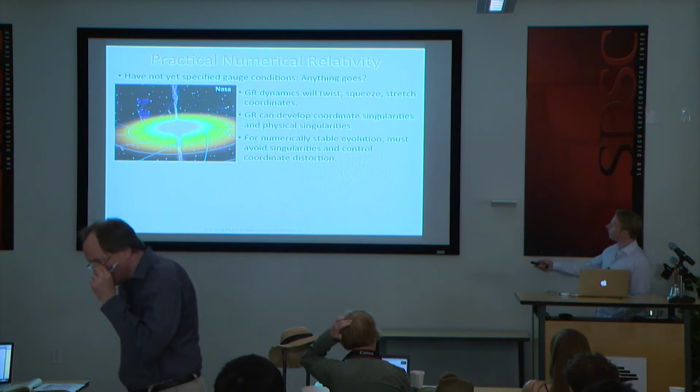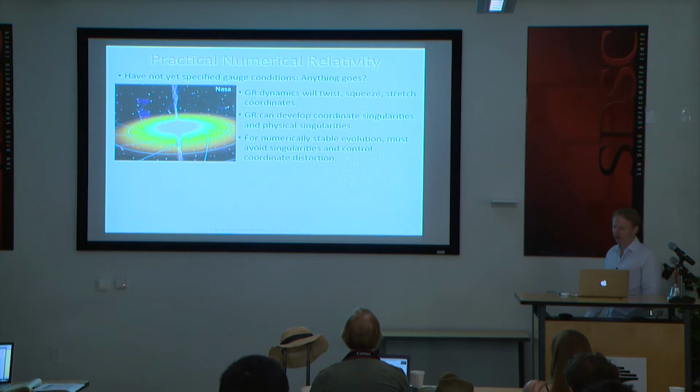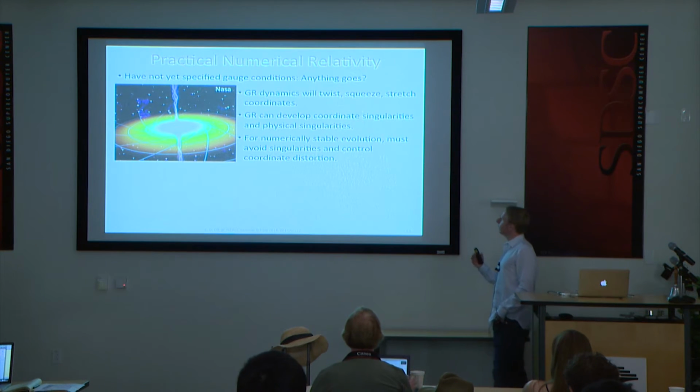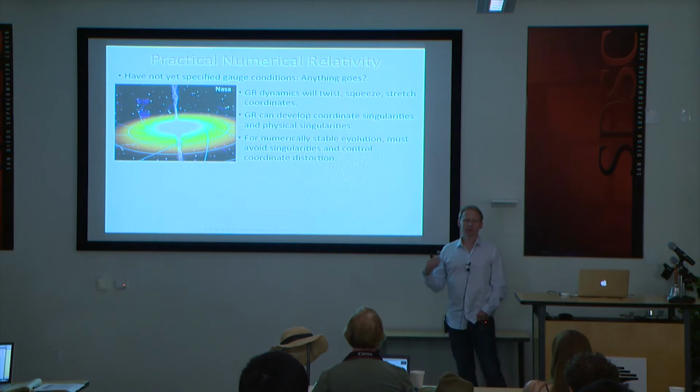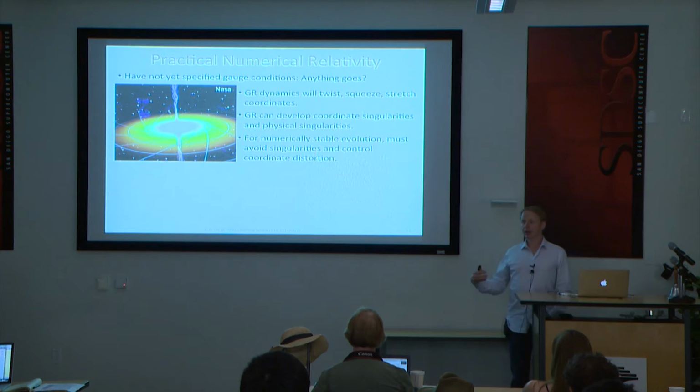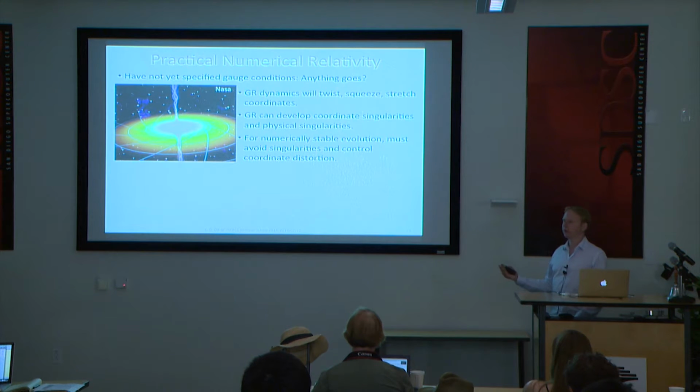And what GR dynamics will do, and here you see some kind of black hole with a jet or something is twisting spacetime. It twists spacetime, so the coordinates are being twisted, and we can get singularities that are not even physical singularities, coordinate singularities. And we can get physical singularities too. A star might collapse to a black hole as a singularity. So for numerically stable evolution, we must avoid these singularities somehow, and we need to control the distortion of the coordinates. There's a particular gauge that's called minimal distortion, for example, that tries to use the shift vector to counteract the twisting of the coordinate lines. So we need to do that.